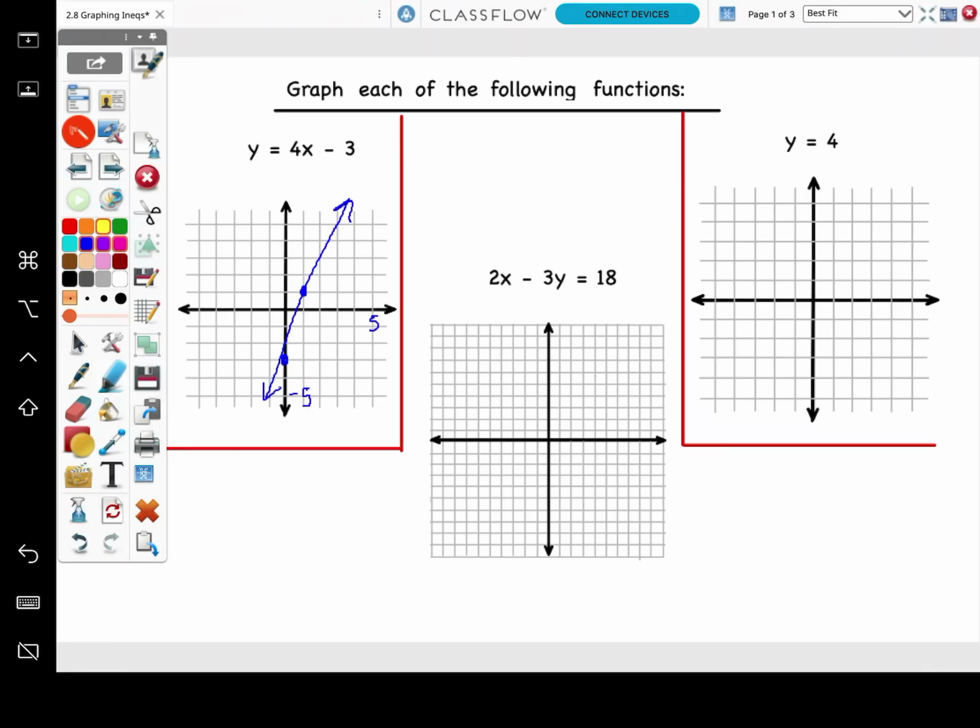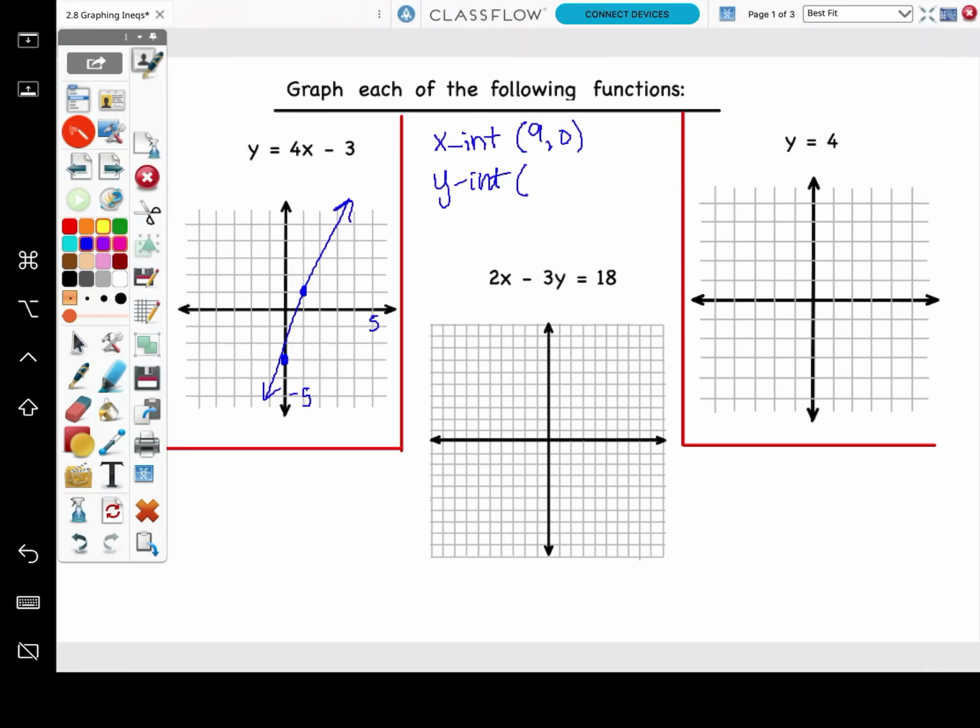Graph that line. Okay? When we're given in this middle one something in standard form, best practice usually is to use that to find the x-intercept and y-intercept. So I'm going to take x-intercept. So I take y out of the equation and I solve for x. So I'd have 2x equals 18. Sounds like an x-intercept of 9.